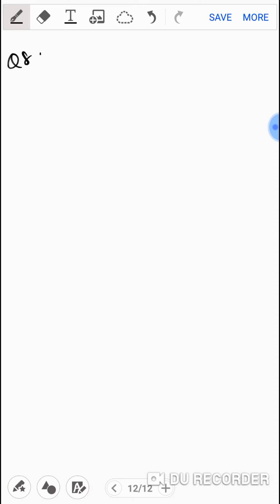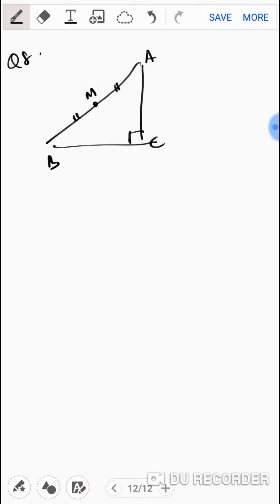Okay, question number 8 says, we have ABC, a right angle triangle at C. So I have to mark this A, this C, and this B. This is the right angle. M is a midpoint of hypotenuse AB, so I'll mark M as a midpoint. C is joined to M, so I'll join C and produce it to D, a little bit here till D, such that DM is equal to CM. Point D is joined to B, so I'll join D and B.